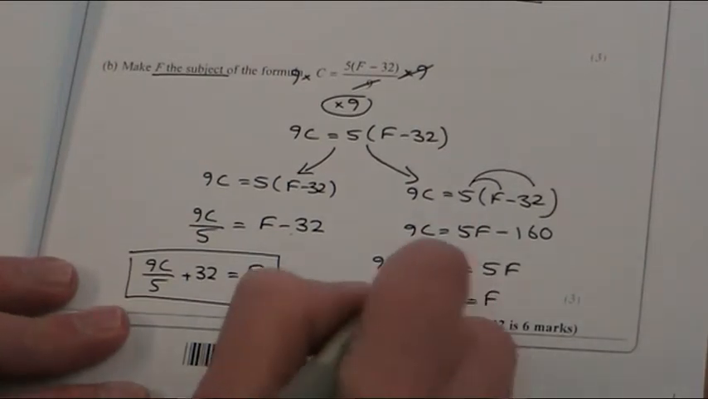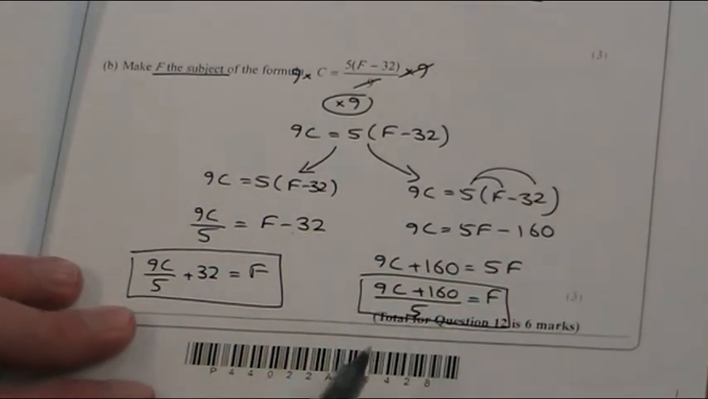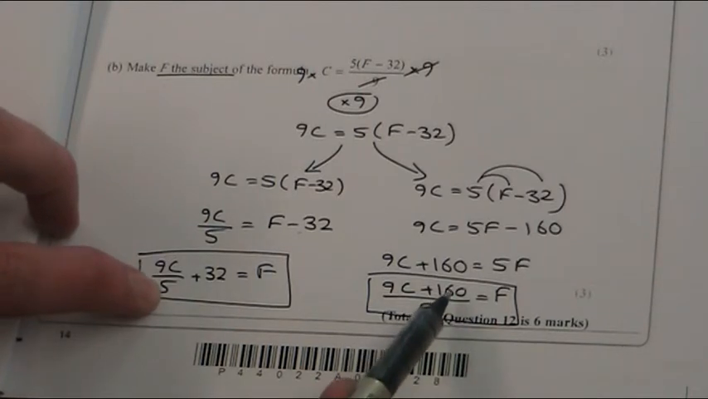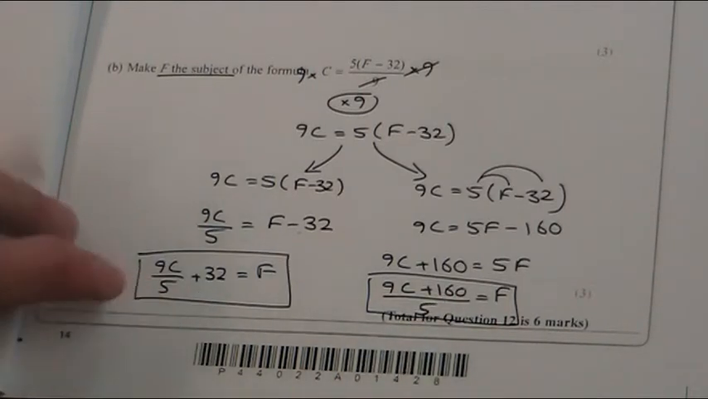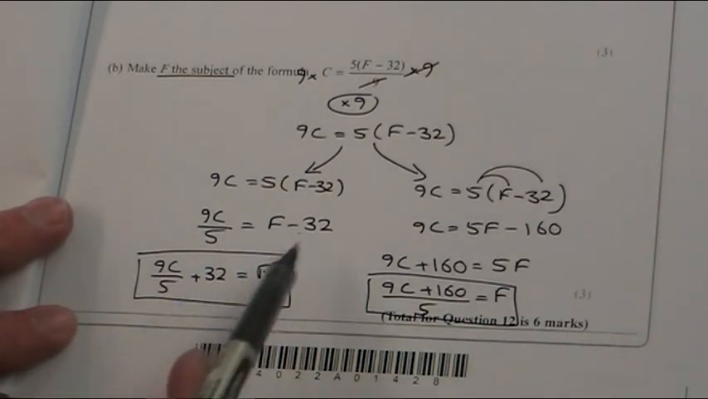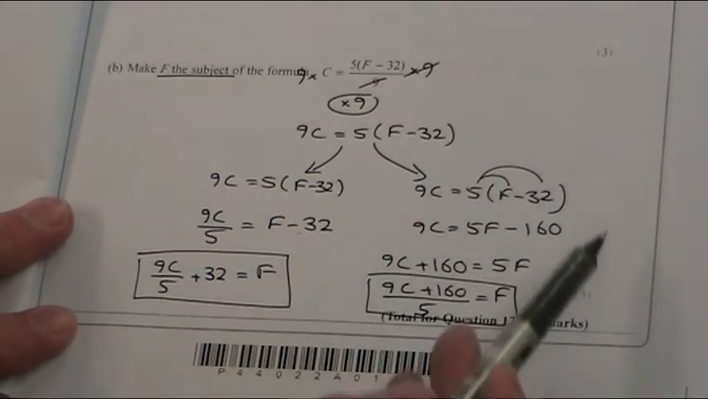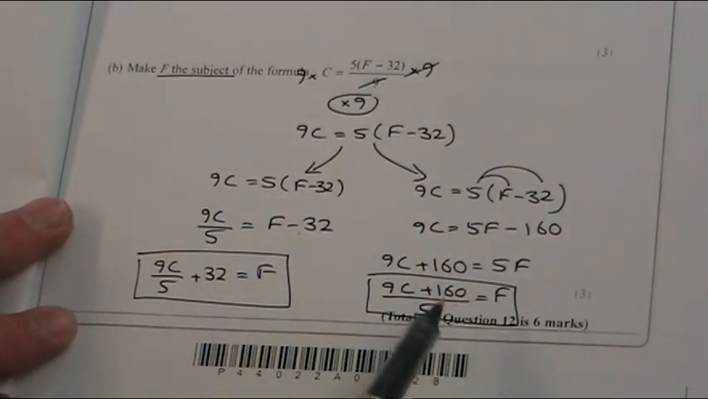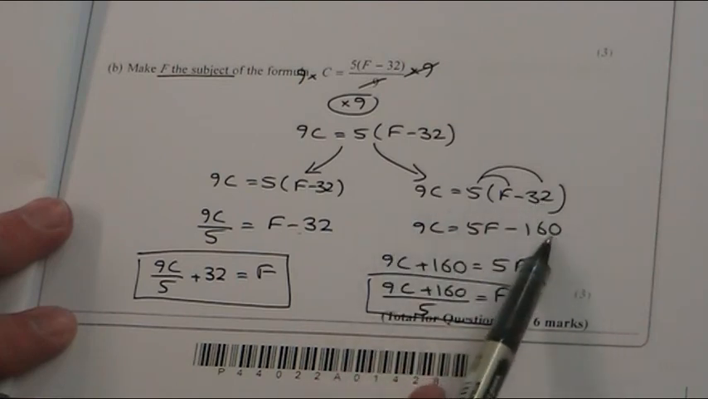Now you might be asking, but these answers look different. But it's still got your 9c divided by 5, and if you actually work out what 160 divided by 5 is, you get 32. This is the easier one for sure, but this method actually works for most questions, and you'll be more comfortable using that method if these numbers weren't so nasty.